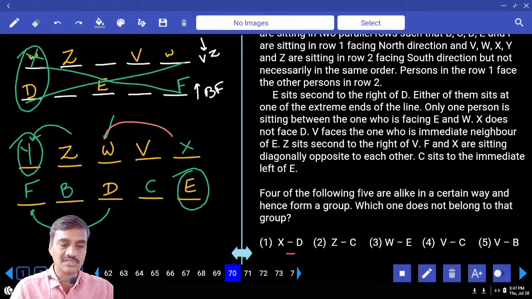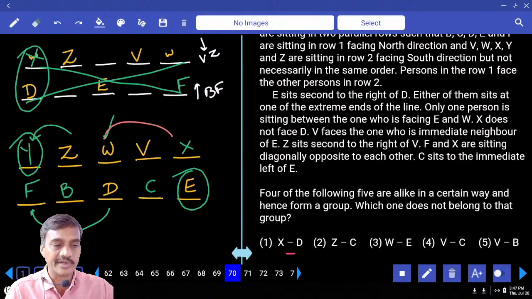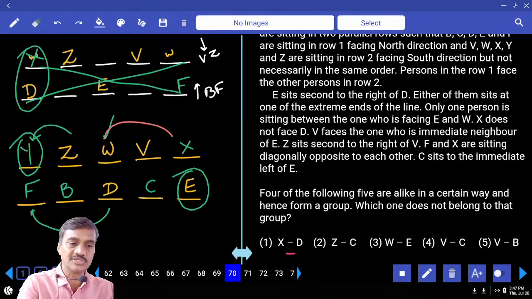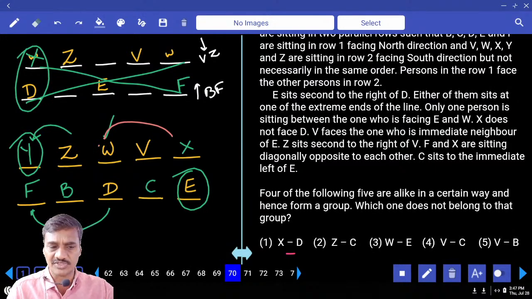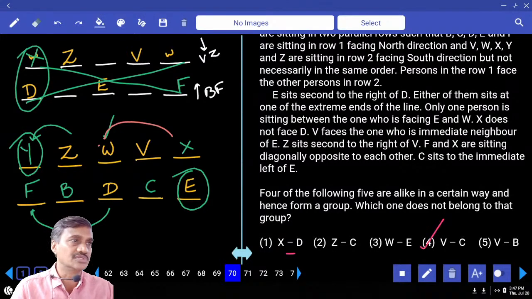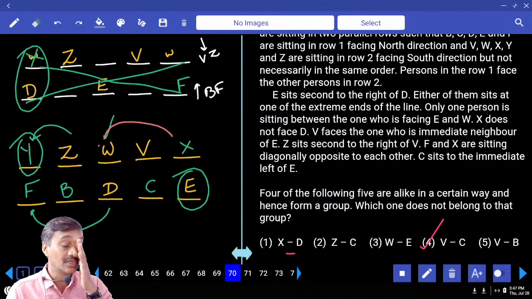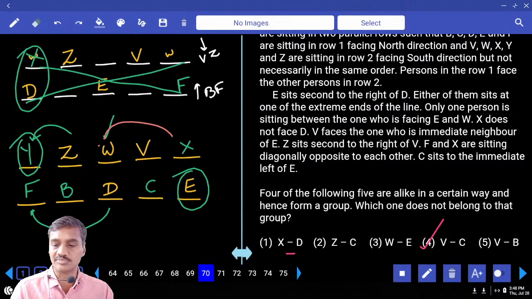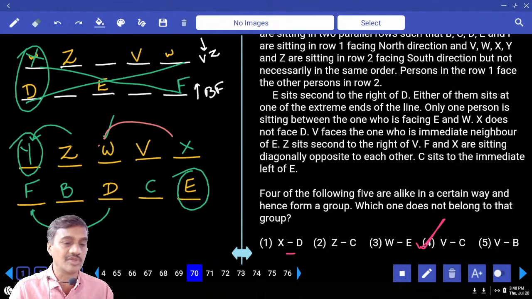Z and C, C is opposite, second to the right, or Z is opposite, second to the right. W and E. Now E is opposite, second to the right is W, isn't it? Second to the right is W. In the same way, V and C are opposite to each other, except choice 4. In the remaining choices, these two persons are opposite and second to the left or second to the right, whereas these two persons are straightly opposite to each other.